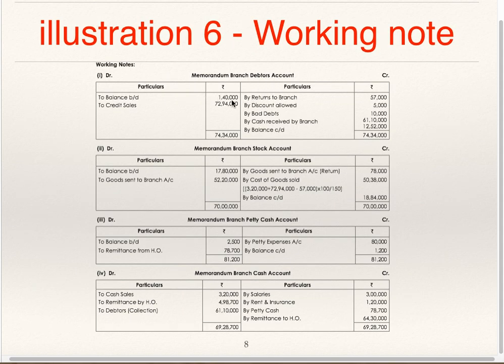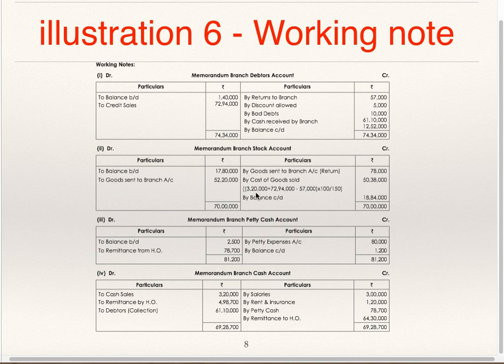Memorandum branch debtors account: to balance brought down, to credit sales; by return to branch, by discount allowed, by bad debts, by cash received by branch. This is the balancing figure, by balance carried down. Memorandum branch stock account: to balance brought down, to goods sent to branch; by goods sent to branch, these are goods returned, by cost of goods sold.